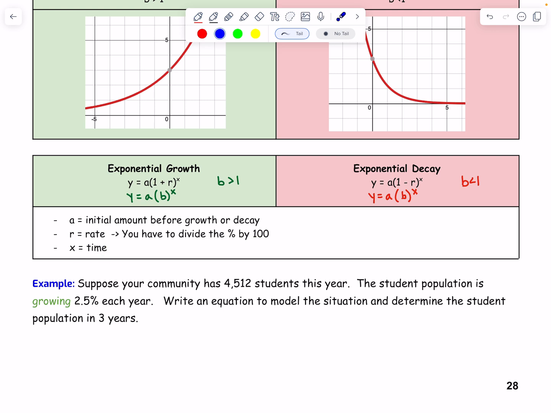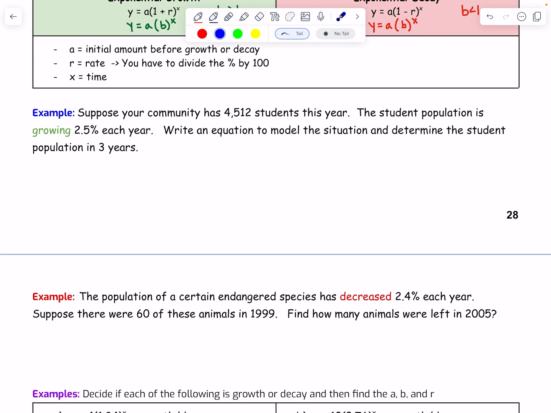So let's look at a few examples. Example 1 says, suppose your community has 4,512 students this year. The student population is growing at 2.5% each year. Write an equation to model the situation and determine the student population in 3 years. All right, so we're going to write out our numbers and do some highlighting. So let's highlight this number, 4,512 students. And it says this year. And by reading the problem, we can figure out that that was the initial amount. And so notice that's our a value.